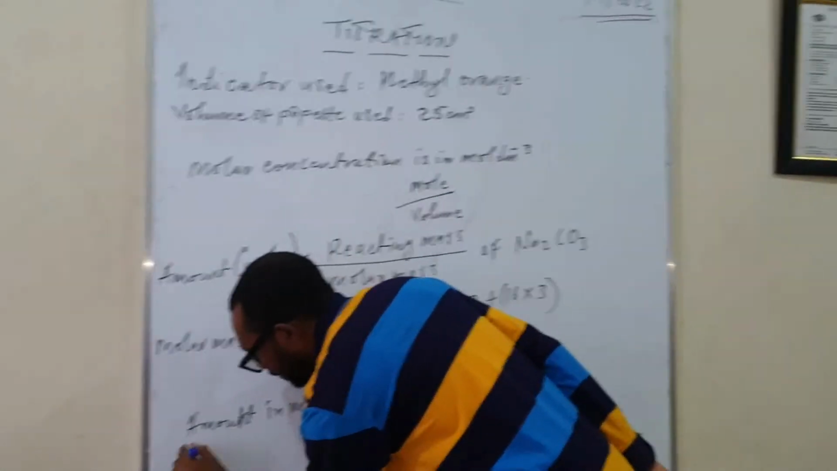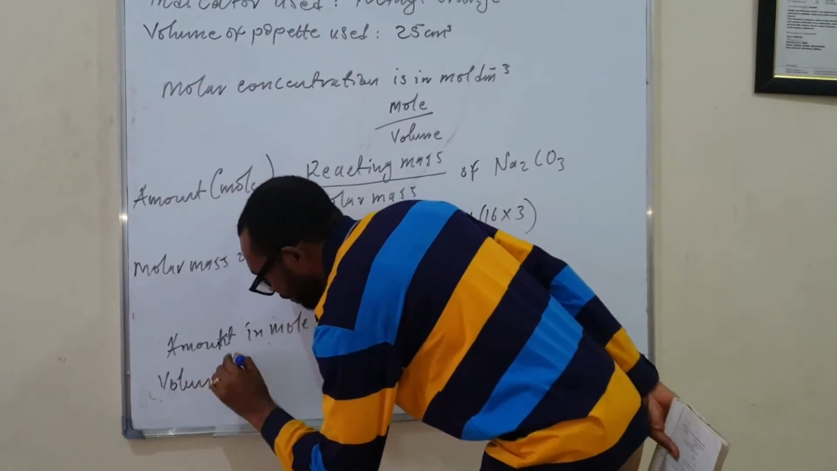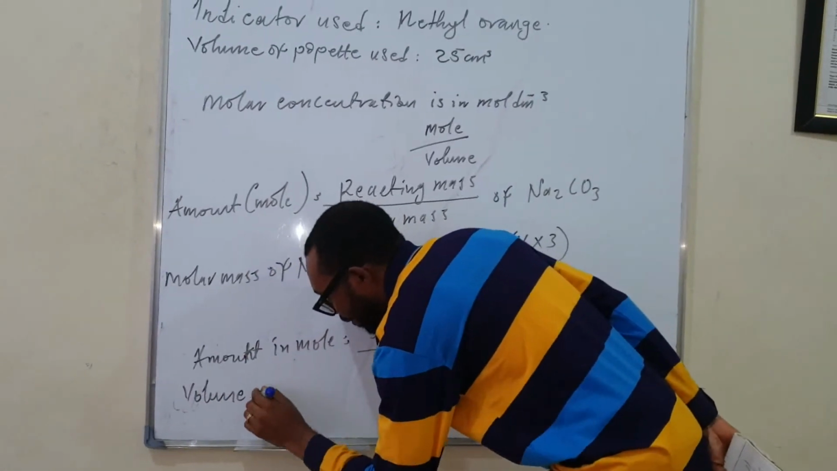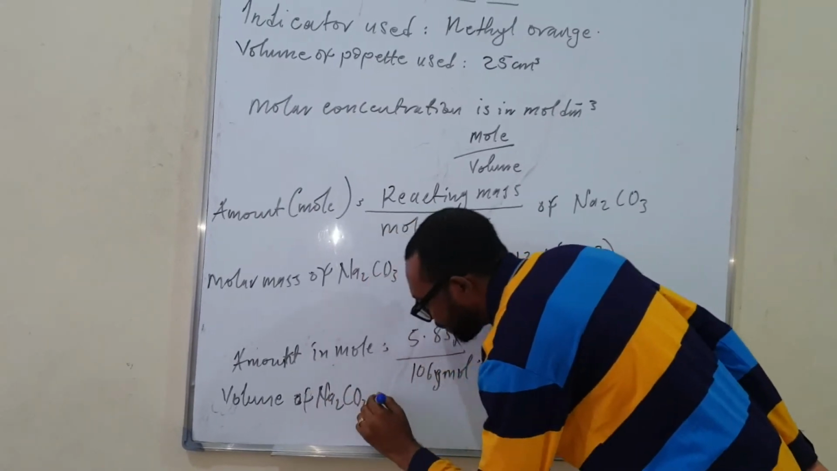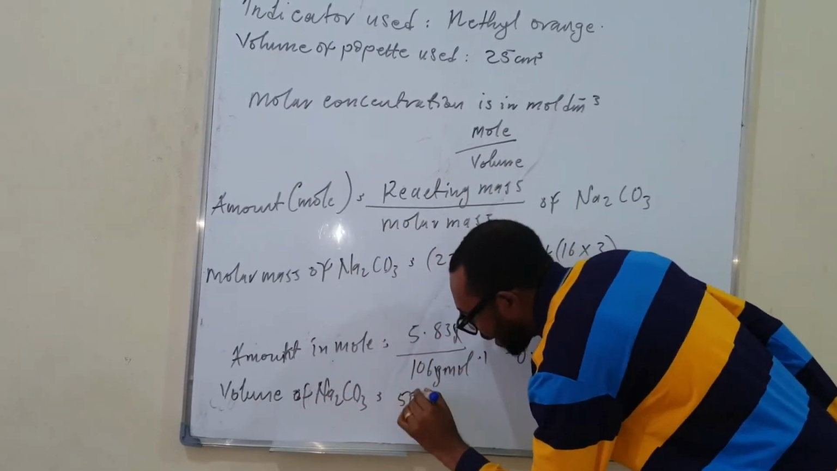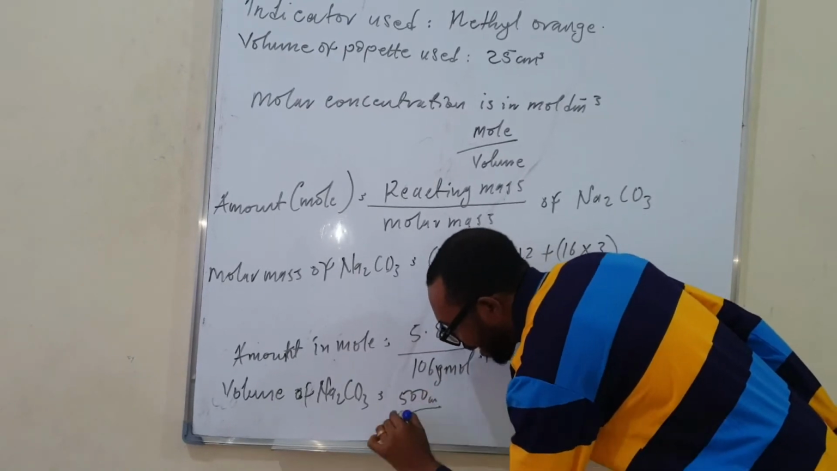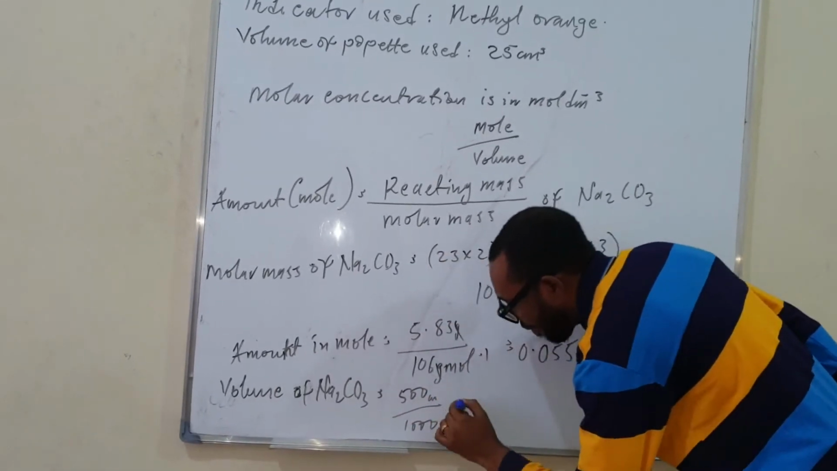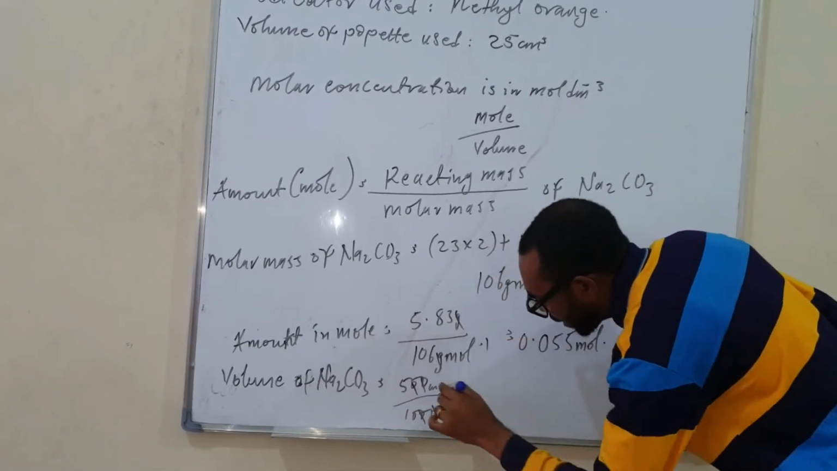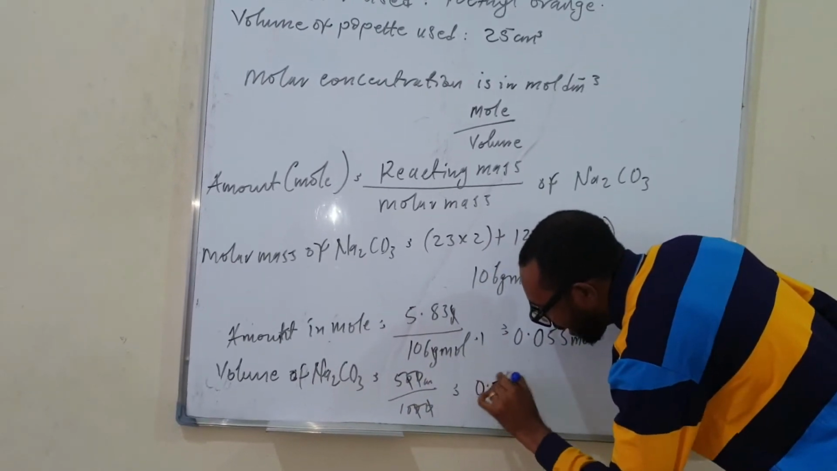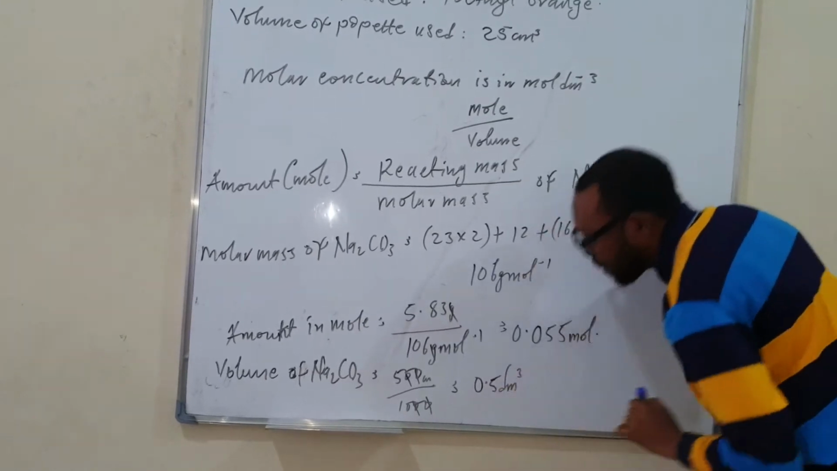So you say the volume of Na2CO3 is 500 cm³. We divide it by 1,000 to convert it to dm³. This cancels this, so you have 0.5 dm³.